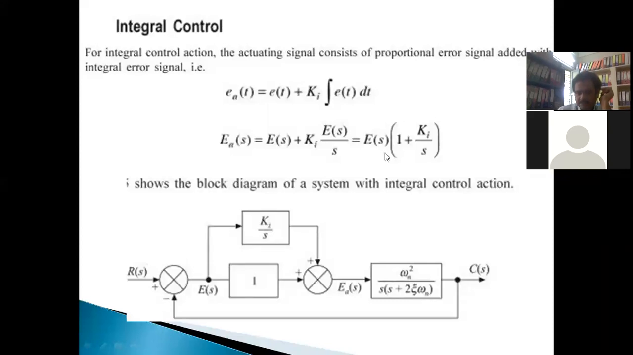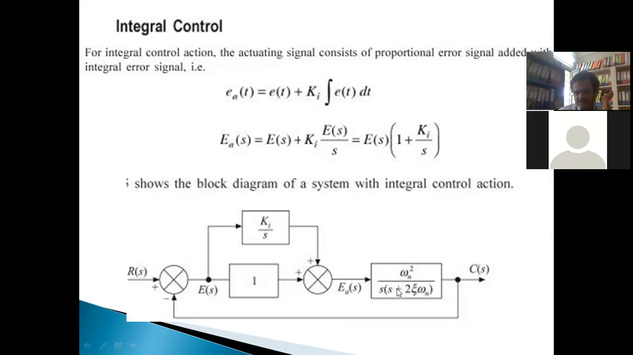So for this, here the actuating signal becomes E into 1 plus ki by s, taking Laplace transforms. Based on this equation, we can draw the block diagram. So here this term is called as error integral controller. This entire thing is proportional integral controller. So this is actuating signal. Again, what we are doing is applying the same thing to second order system, standard second order system.